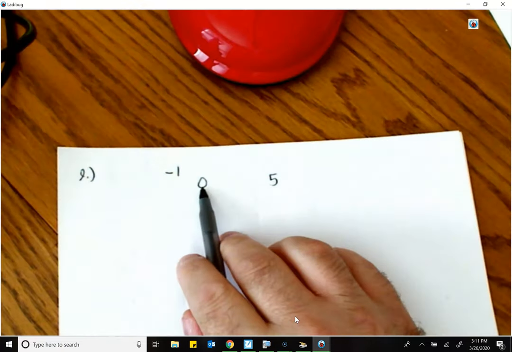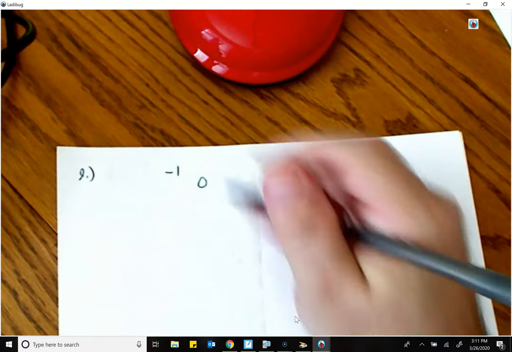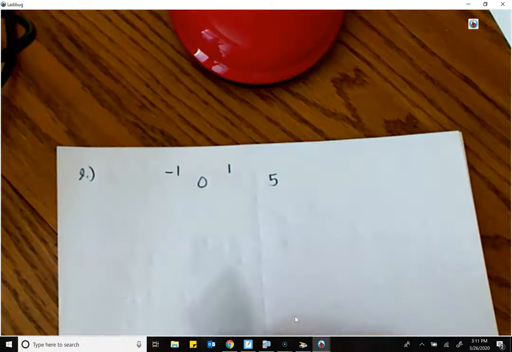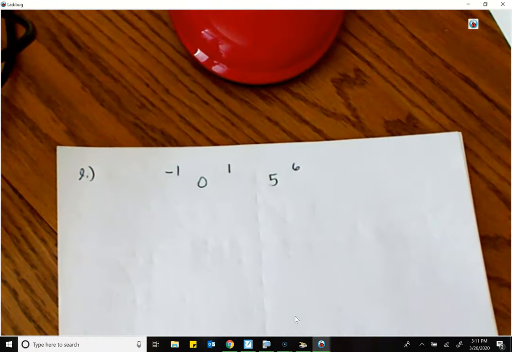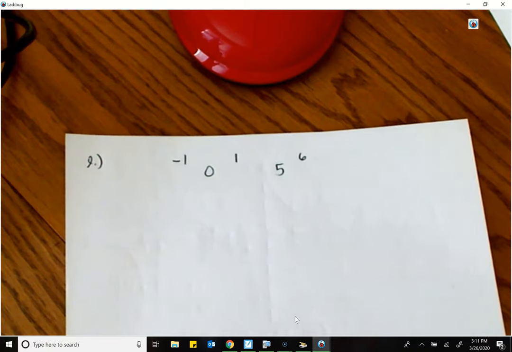We need to pick a number between 0 and 5. I'm going to choose 1. And we need to pick a number above 5. I'm going to choose 6. Now, the difference between this and what we did before is before we wanted to know the number. And here, all we want to know is, is this answer positive or negative?